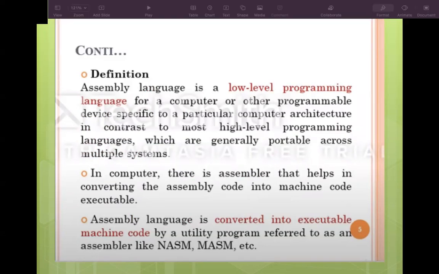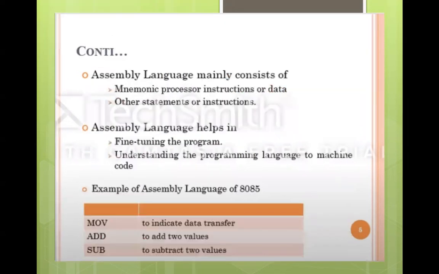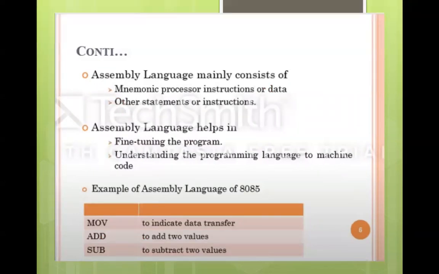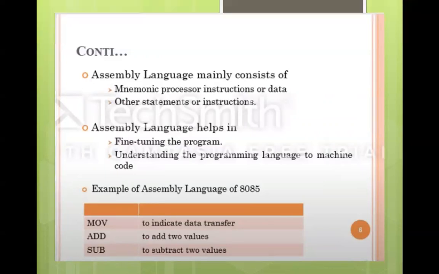Assembly code is converted into executable machine code by a utility program referred to as an assembler, like NASM and MASM, etc. We need to know that assembly language mainly consists of numeric processor instructions or data and other statements or instructions. Assembly language helps in fine tuning of the program. It helps in understanding the programming language to machine code.